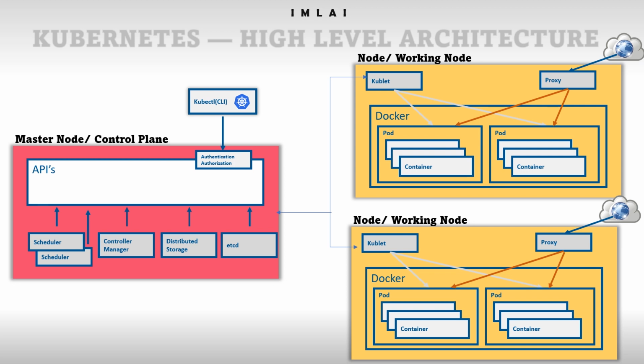The worker nodes host the pods that are the components of the application workload. The control plane manages the worker nodes and the pods in the cluster. In production environments, the control plane usually runs across multiple computers and a cluster usually runs multiple nodes, providing fault tolerance and high availability.